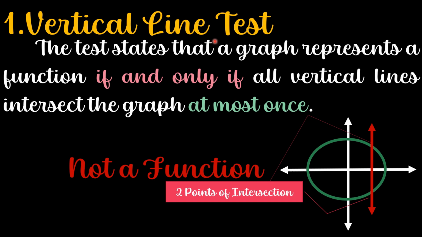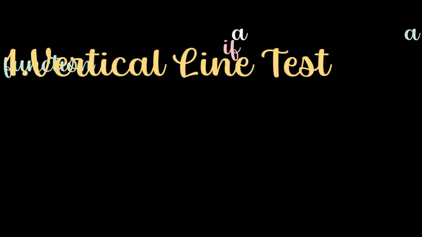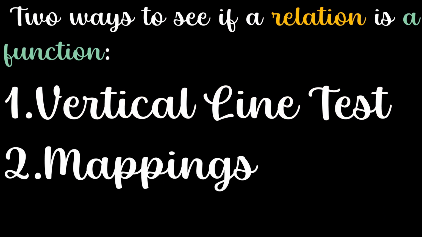Okay, ang vertical line test naka-determine sa ato ang graph if function ang atong domain and range. So, dapat at most once ra gyud maigo ang atong graph sa atong vertical line. Now, the second way in seeing if a relation is a function, and that is the mappings.